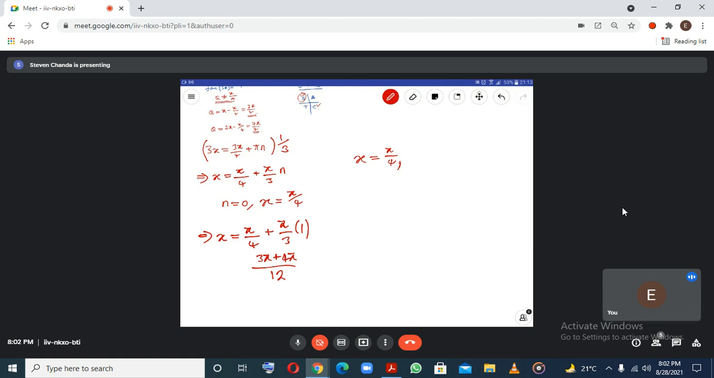And now you always have to be checking whether these answers are falling in your range. Because one thing that you don't want to do is to get an answer which is above the range which you've been given. But for now, we are looking at the range from 0 to 2 pi.